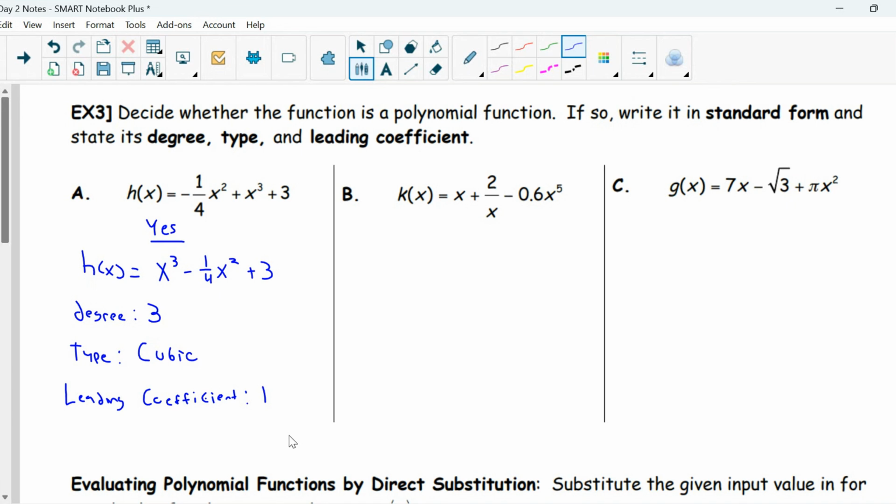All right, so you guys will continue the process. Try B and C on your own. We will go over them in class just to make sure you are on the right track for both of those.